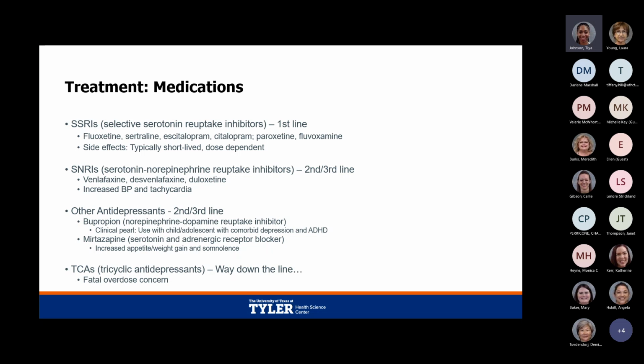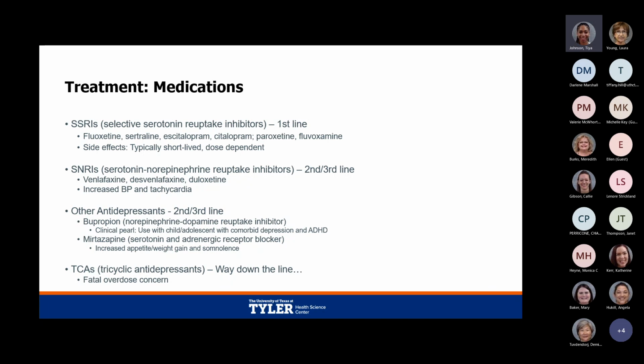Another antidepressant is mirtazapine, which is a serotonin and adrenergic receptor blocker. Again, this is going to be a second or third line medication. The most common side effects with mirtazapine include increased appetite and weight gain, and then somnolence, and that's due to its effect on the histamine receptors. So we have to be careful with the mirtazapine, especially when it comes to that weight gain and increased appetite.